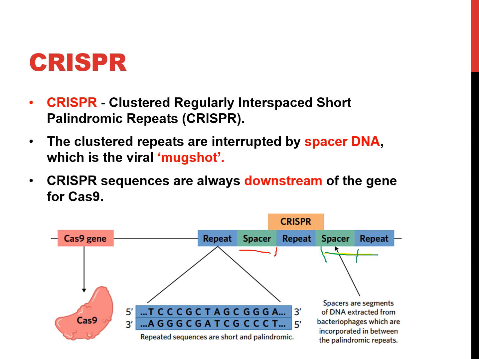So CRISPR sequences are always downstream of the gene for Cas9. So if this is a DNA sequence, the Cas9 gene obviously is going to be transcribed and translated to produce the Cas9 protein, and that happens before the CRISPR array. Remembering this is just a prokaryote, it's like some sort of bacterium's genome.